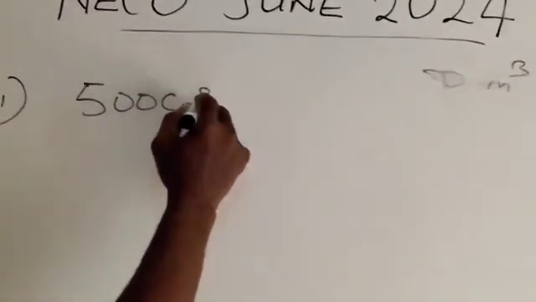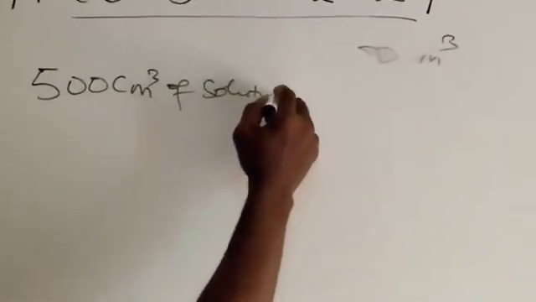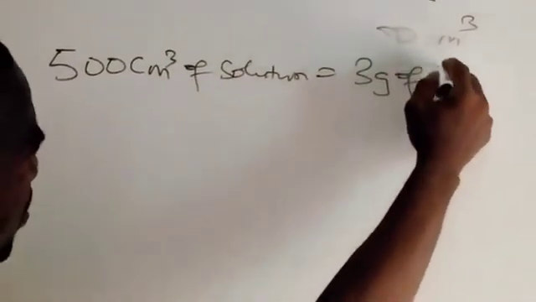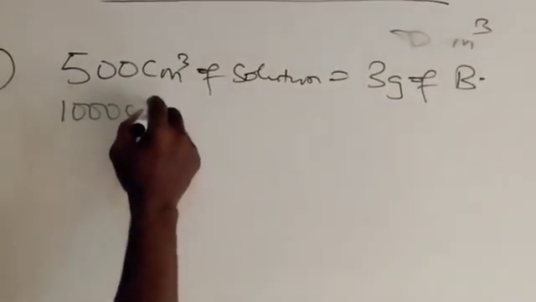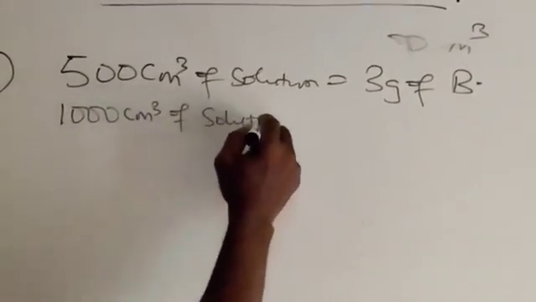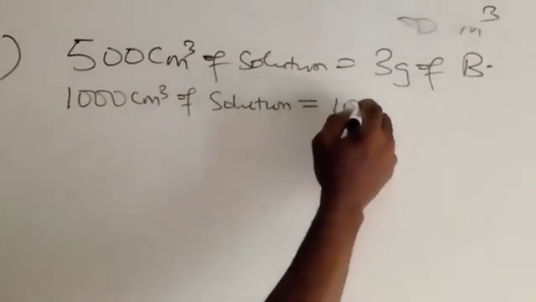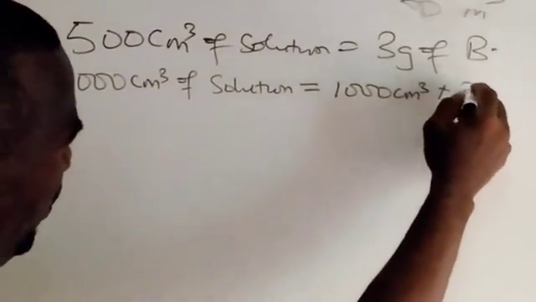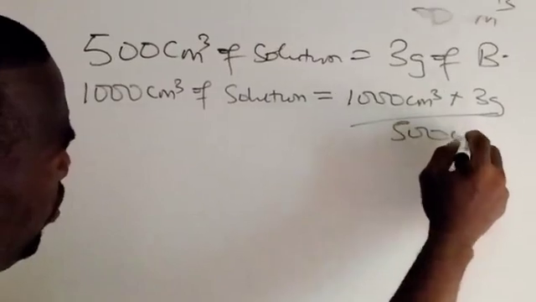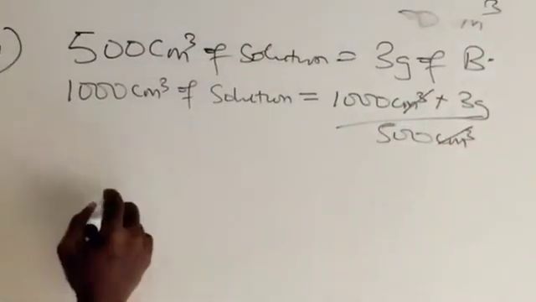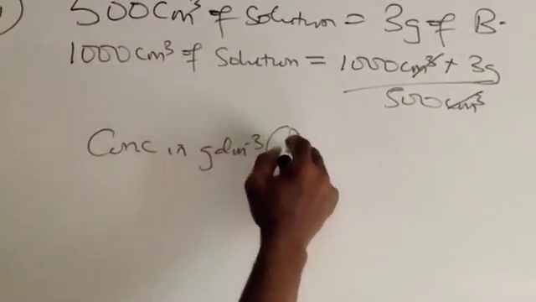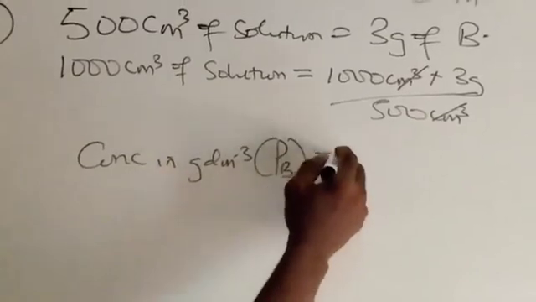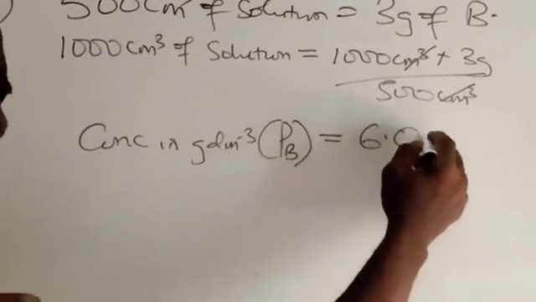We are told that 500 cm cube of solution contains 3 grams of B. Therefore, we have to find the mass in 1000 cm cube, and that becomes our mass concentration. We have 1000 cm cube times 3 grams over 500 cm cube. When we solve this, our mass concentration, our concentration in gram per dm cube, which we can call rho B, that rho is P-like letter, B, will give you 6.0 gram per dm cube.